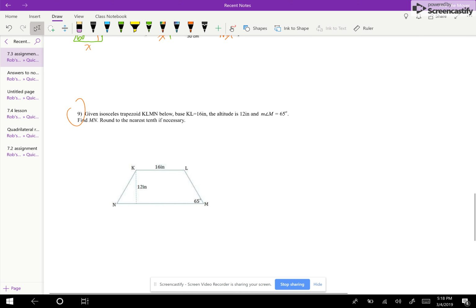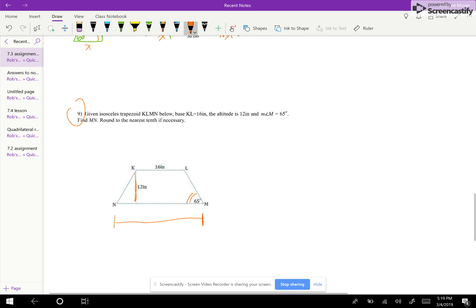Number 9, given an isosceles trapezoid KLMN. KL is 16. The altitude is 12. That's this height right here. Angle M is 65 degrees. I gave you 65 degrees instead of it being 60. And we're looking for MN.